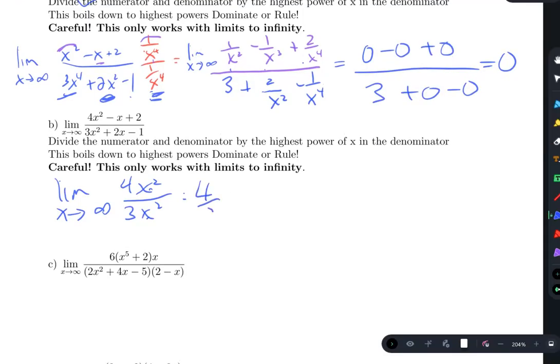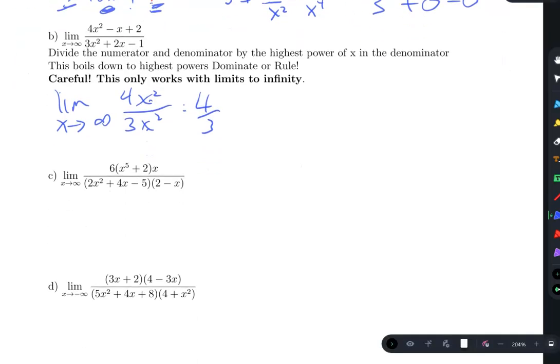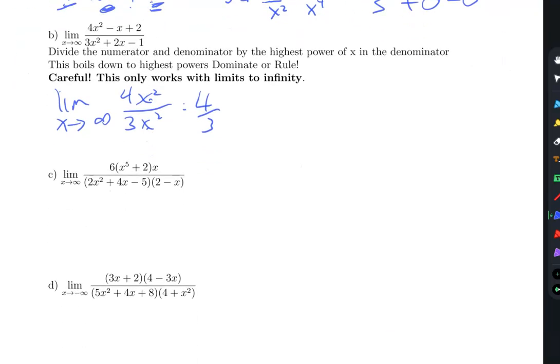So just 4/3. So this one here, I want you to be smart. I know you are. I want you to be thinking about what would be the highest powered term in the numerator with its coefficients. So thinking about the 6 times the x to the 5th times the x, the highest powered term in the numerator would be 6x to the 6th power. Think about the denominator. The highest powered term would come from those two multiplied together. So that would be negative 2x cubed.